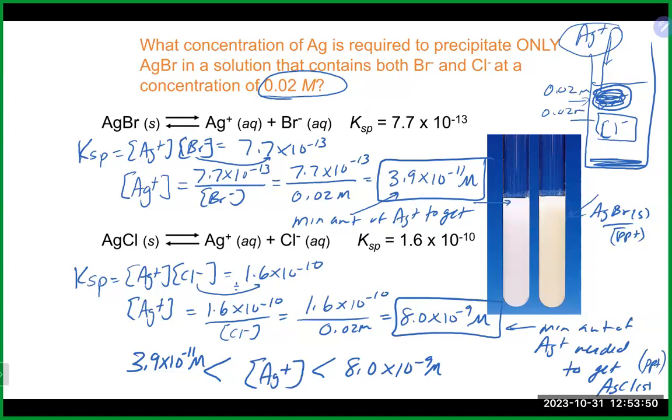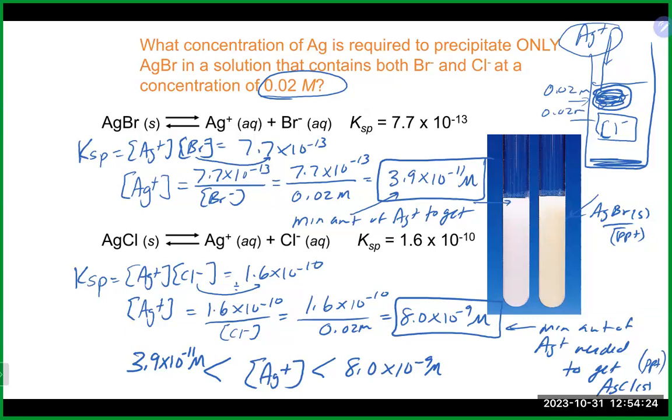So even though we're using the same reagent to precipitate out both of those ions, by keeping the concentration under control, we can selectively precipitate out just the bromide first. Once we successfully get the bromide out of the way, then we can increase the silver concentration and get the chloride out of the way. Now we can have two separate test tubes that have silver bromide and silver chloride in them if we needed it that way. That's sort of the basis of a qualitative analysis experiment. Any questions on that calculation?